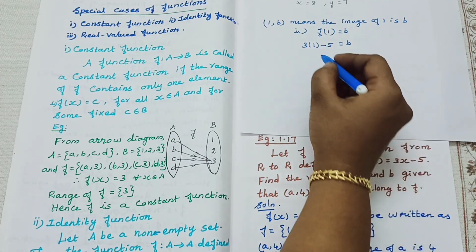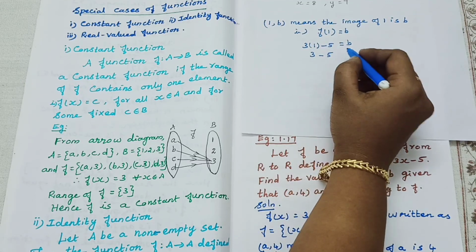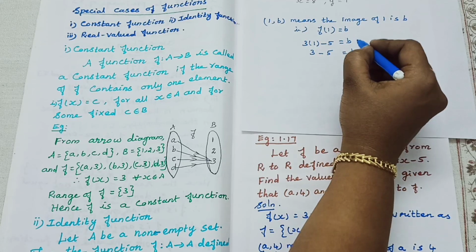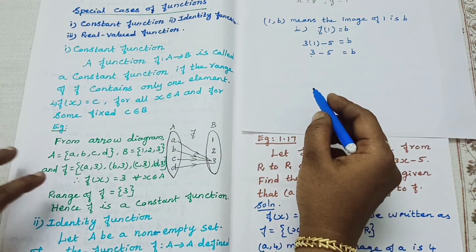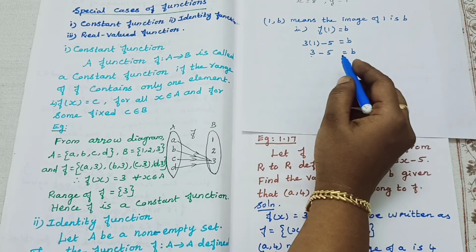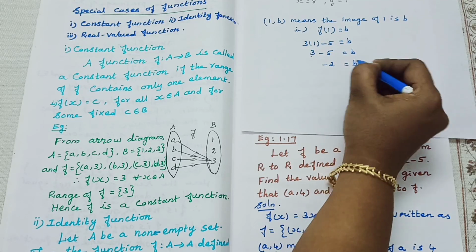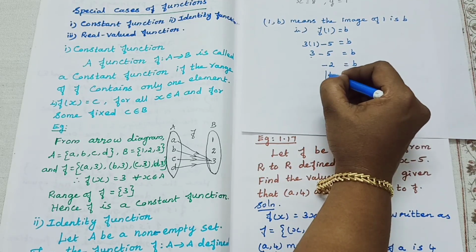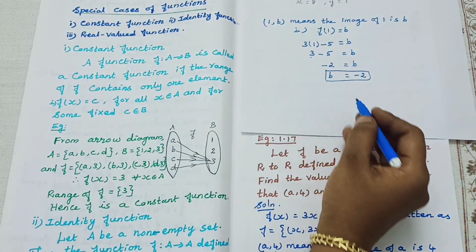Have you understood? Then we got the answer. Here A is equal to 3. Then B is equal to minus 2 is the answer. Find the values of A and B. There A is equal to 3 and B equal to minus 2. Have you understood?